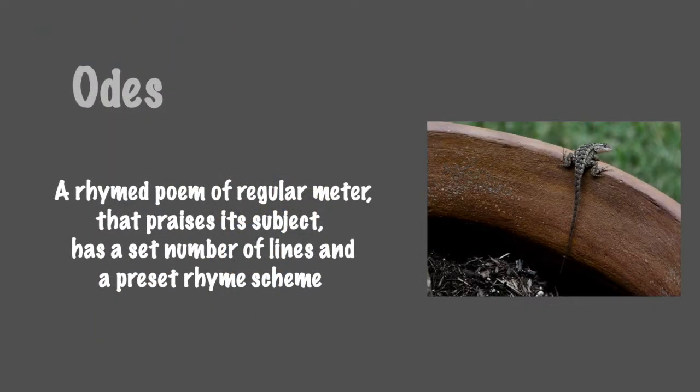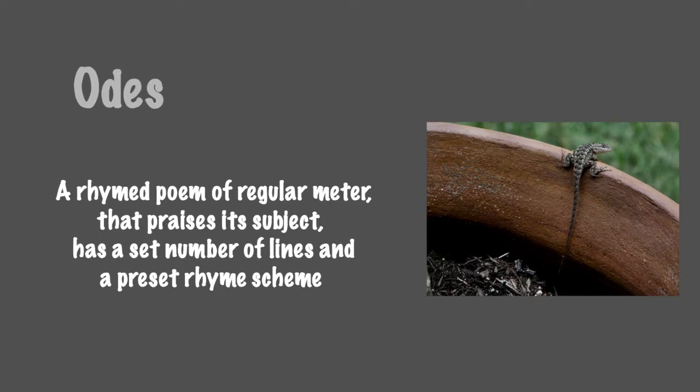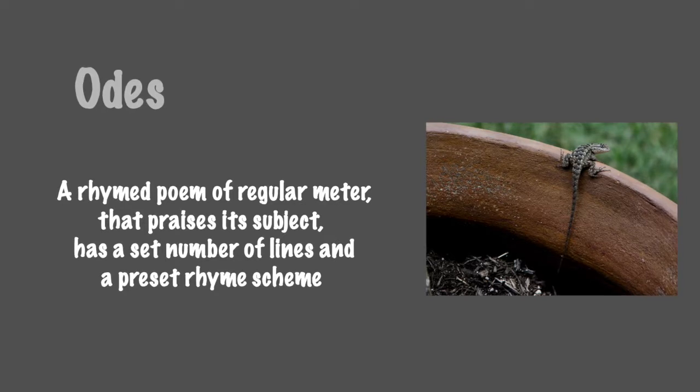And odes. Odes are rhymed poems of regular meter that praise its subject and have a set number of lines and a preset rhyme scheme. Famous odes have been written to people, insects, pottery, and the moon.